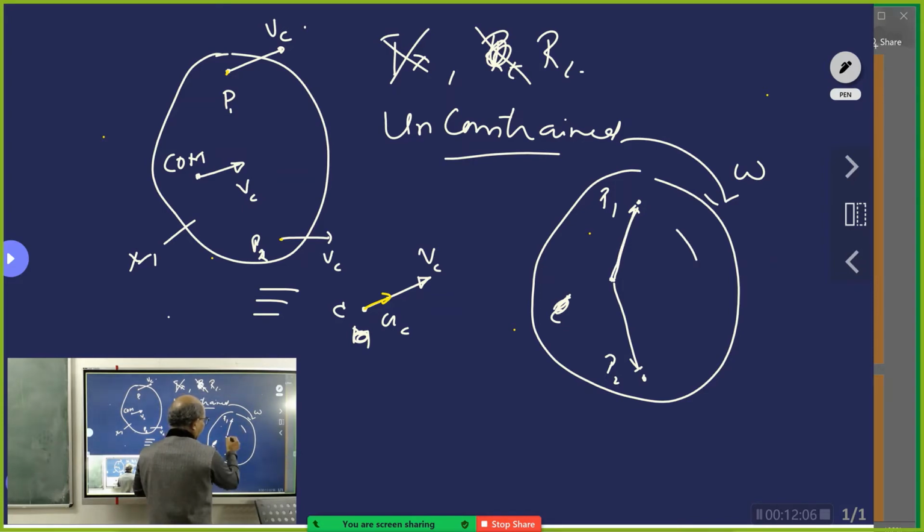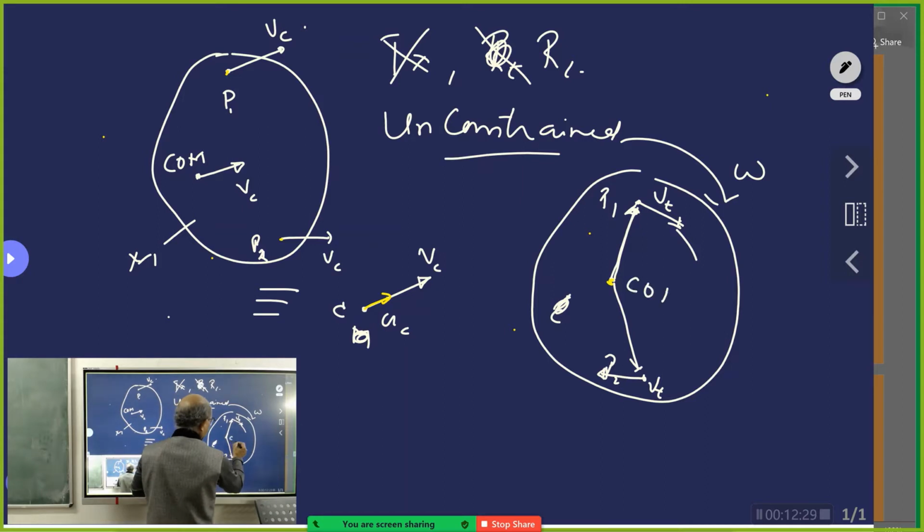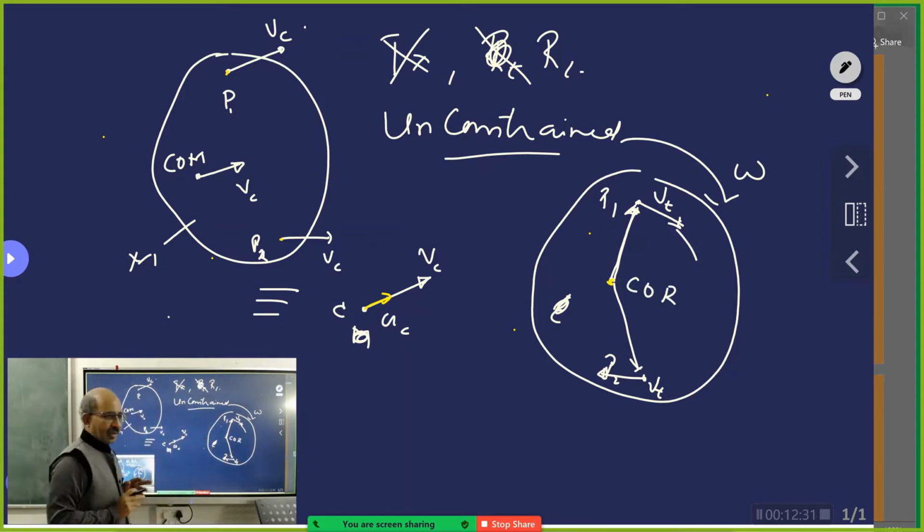Now if I draw a vector from here, then the linear velocity vector will be perpendicular. So this becomes the velocity vector, because it is rotating. And this becomes the center of rotation.